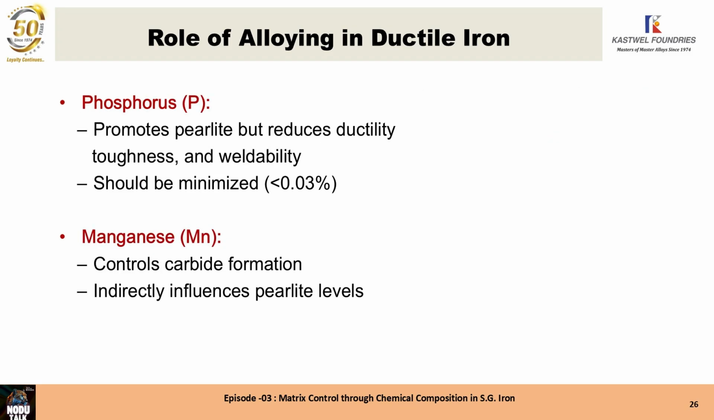Phosphorus should be avoided. It promotes pearlite but reduces ductility, toughness, and weldability of ductile iron. Hence, it should be minimized and kept to less than 0.03%. I know it is difficult, but this is what is required if you want to improve the pearlite formation and avoid the reduction in ductility, toughness, and weldability. Manganese controls carbide formation. It influences pearlite levels indirectly.